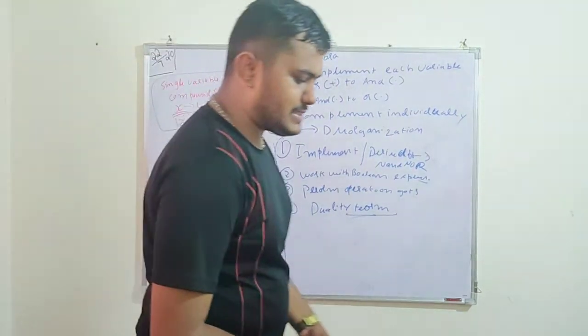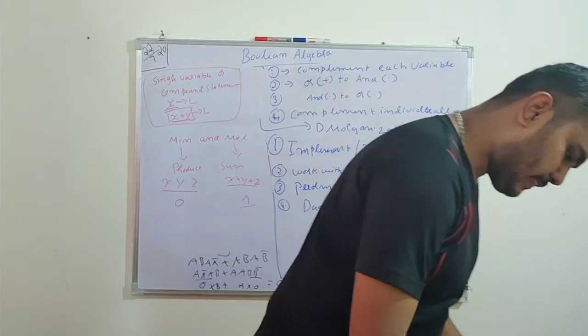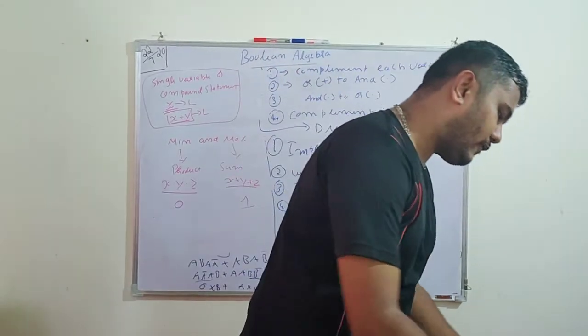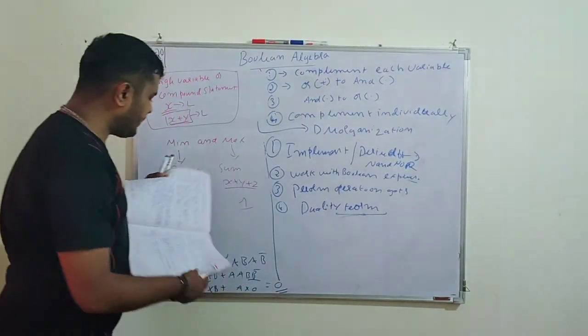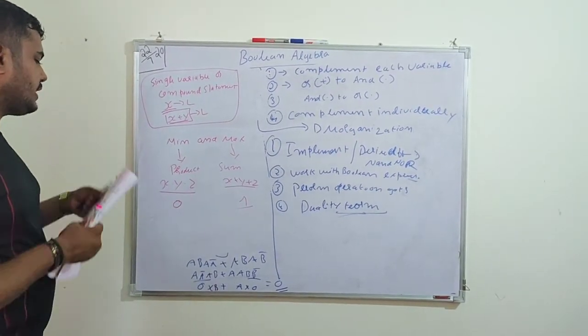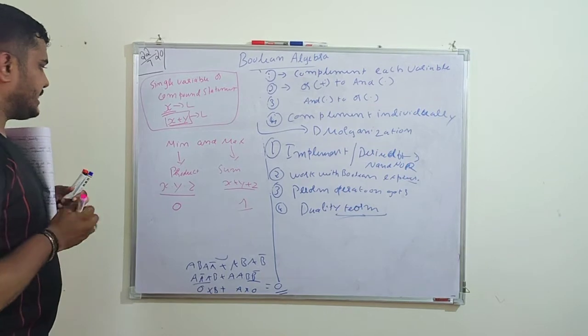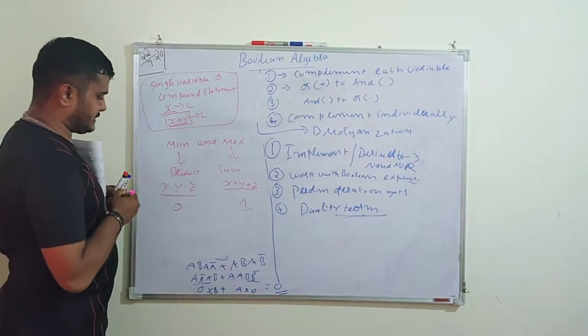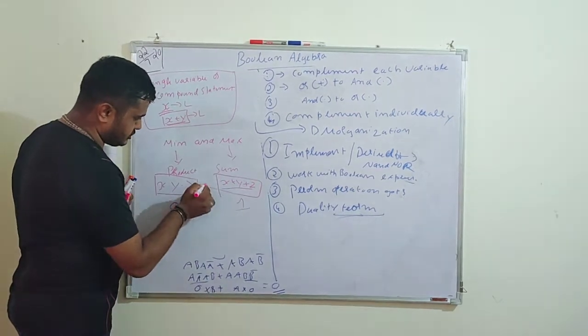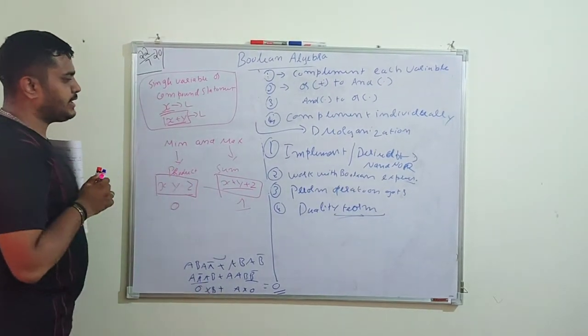A min term means it is a product of all the literals within the logical system. A max term is a sum of all the literals within the logical system. So that is called a min term and max term. You can see this is the product of the logical system and this is the sum of the logical system.